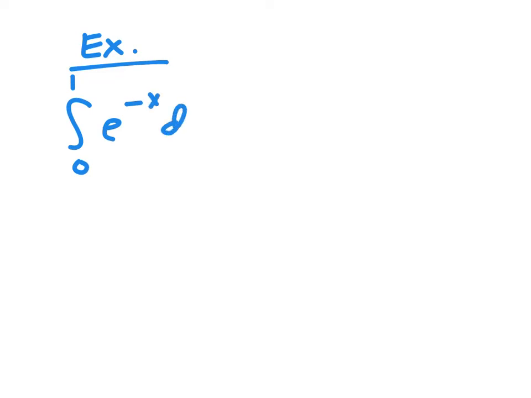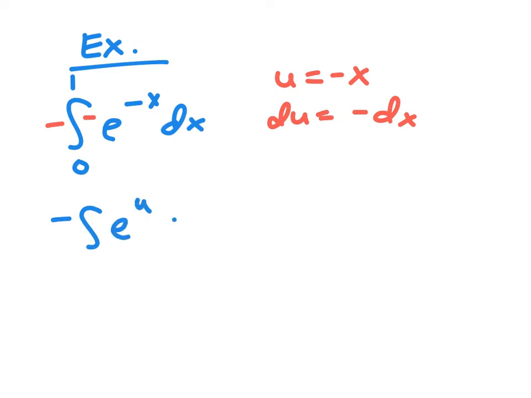So now that we've seen some examples for indefinite integrals, let's try a couple definite integrals. So my first definite integral is going to be evaluated between 0 and 1 of e to the negative x dx. So in this case, my u is going to be negative x. du is going to be negative 1 dx. So I'm just missing a negative again. So now I have the negative integral of e to the u du.